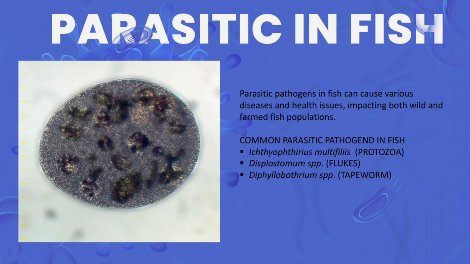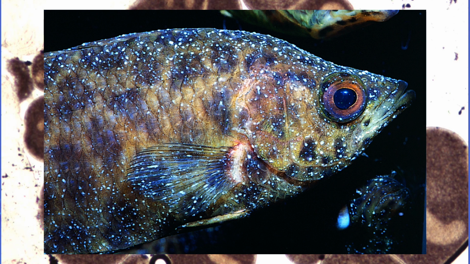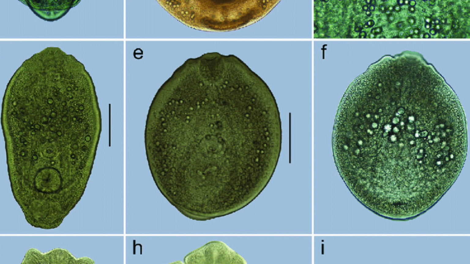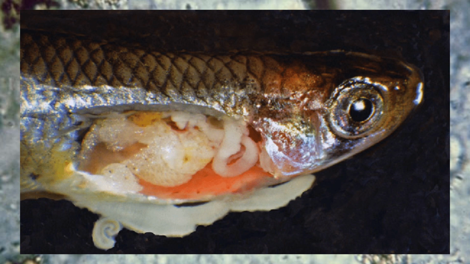Parasites in fish. Parasitic pathogens in fish can cause various diseases and health issues, impacting both wild and farmed fish populations. Some common examples are: first, we have Ichthyophthirius multifiliis. This causes ichthyophthiriasis, a white spot disease in fish. Next we have Diplostomum spp., which causes diplostomiasis, a blindness in the eyes of fish. Then lastly is Diphyllobothrium spp., which causes diphyllobothriasis.